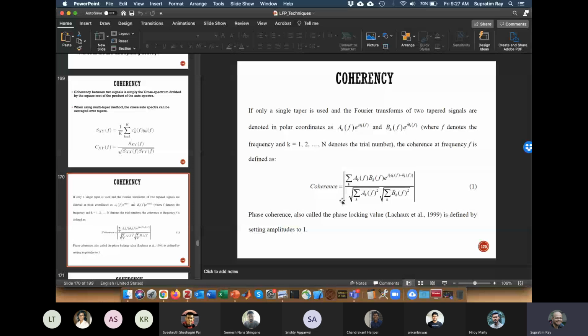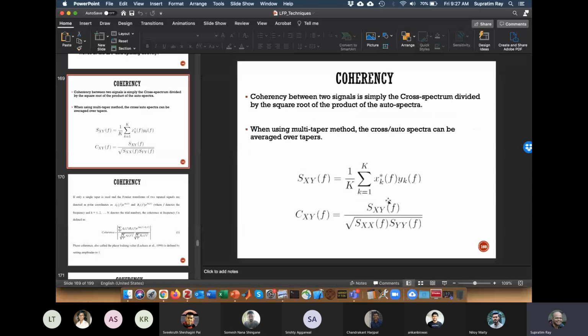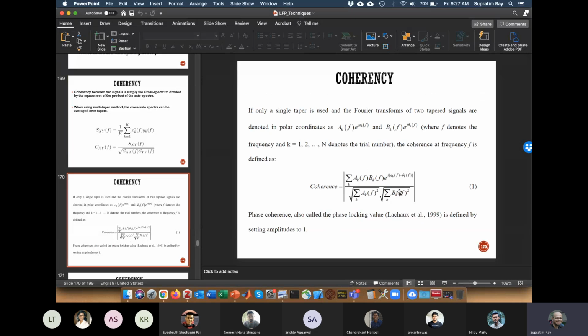Coherency is a complex number because the numerator is a complex number. Coherence is just the absolute value of that, and it turns out that this value always lies between 0 and 1. Sorry, the modulus will always lie between 0 and 1.